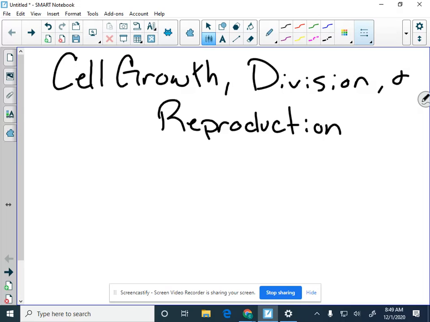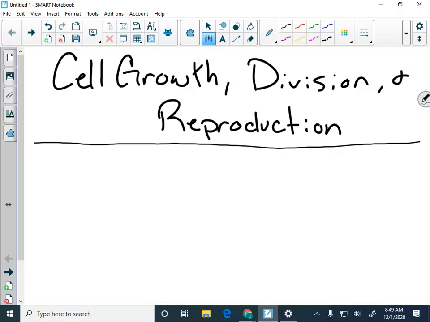So in order to talk about how cells reproduce, we must talk about why cells reproduce. And it all kind of boils down to size. Specifically, limits to cell size.